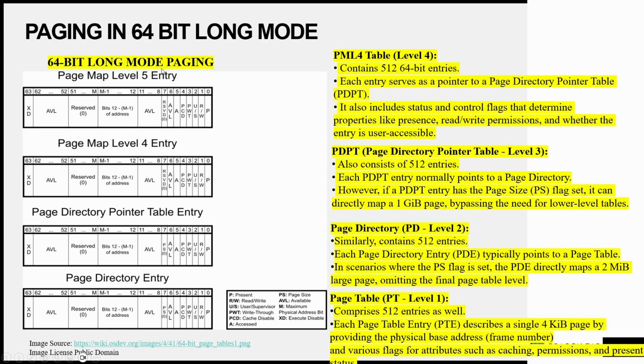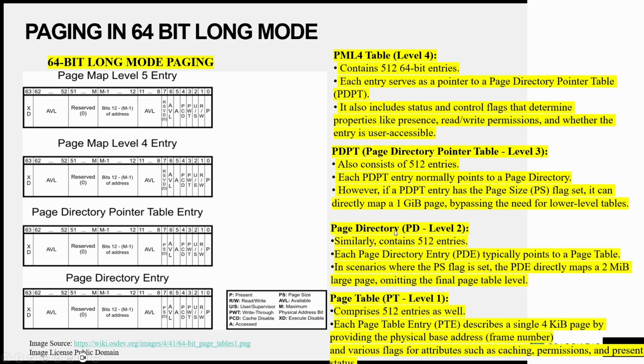So let's go over 64-bit long mode paging in a broken down way. The PML4 table here contains 512 64-bit entries, and each entry serves as a pointer to a page directory pointer table. Remember, there are 512 tables, pointed to by 512 entries in the page map level 4. The page directory pointer table consists of 512 entries, and each of those points to a single page directory. But if the page size flag is set, then it can directly map to a 1 gigabyte page, which bypasses the need for lower level tables.